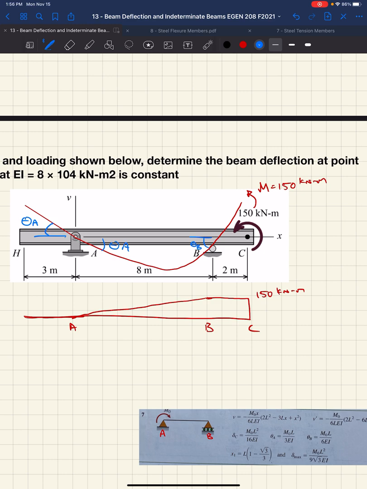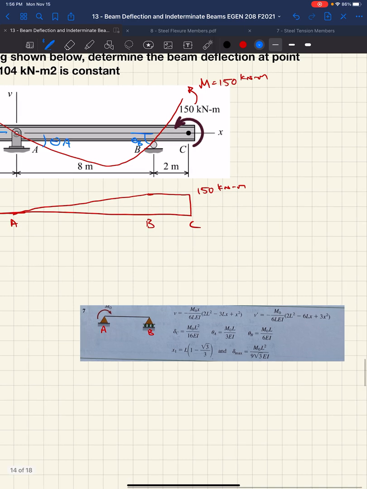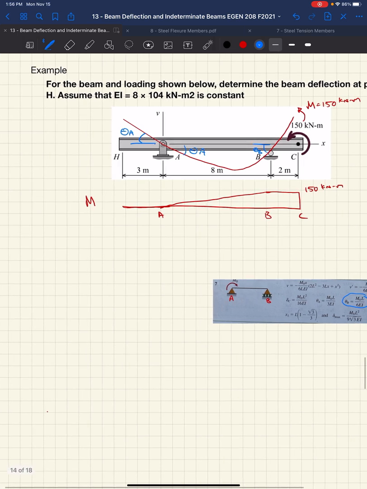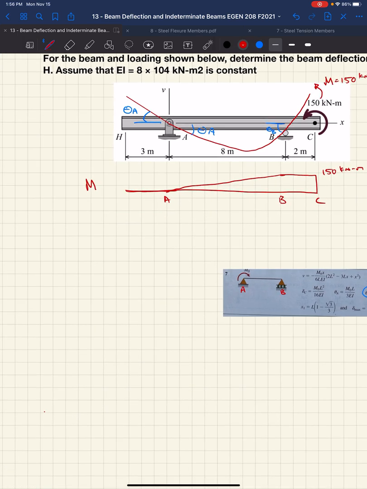Well, if you look at this equation, unfortunately it's opposite from the way our problem statement is. Theta A is the side that the moment is applied. As you can imagine, the rotation at that point is more, right? 1/3 versus 1/6. It's twice as much rotation at the end with the moment on it than without. We're really interested in the rotation at the end without. So we're going to say theta A equals M naught L over 6 EI.